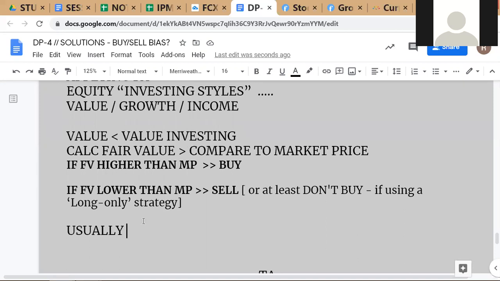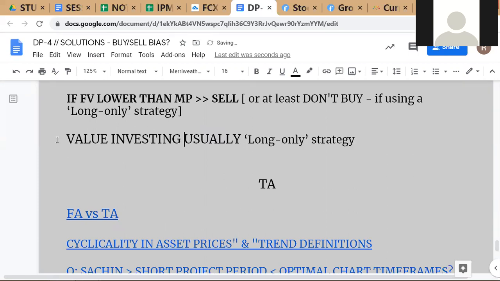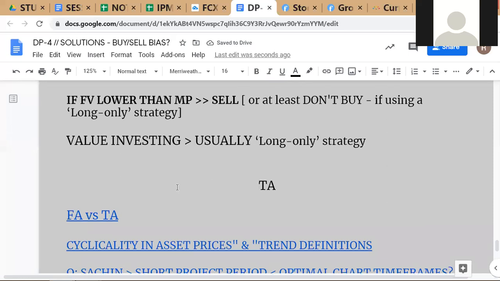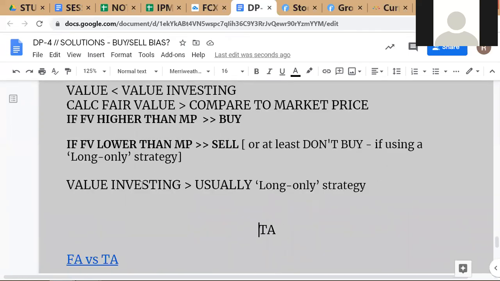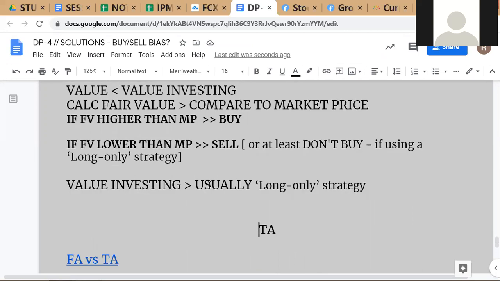So usually you will apply this only as a long only strategy. The reason for that is that if you remember your asset classes, the 4 major ones, or even if you take the 5th one, real estate, value investing is usually applied to stocks and bonds. Most of the funds in stocks and bonds, equities and debt, are usually long only funds, generally. Some hedge funds are long short, but the traditional funds are usually long only. And value investing is an old investing strategy.